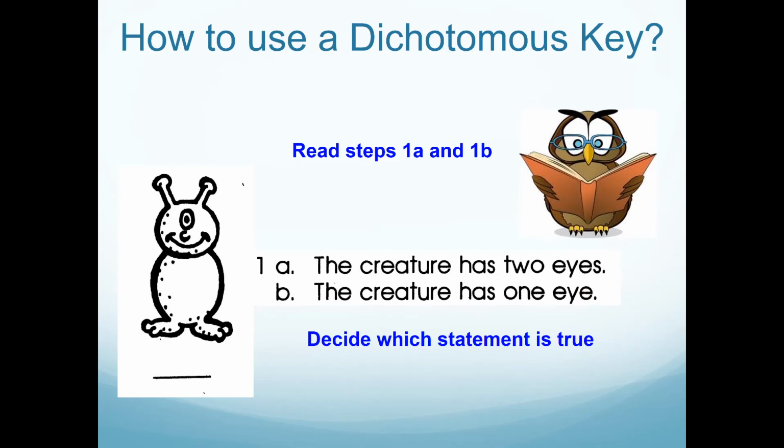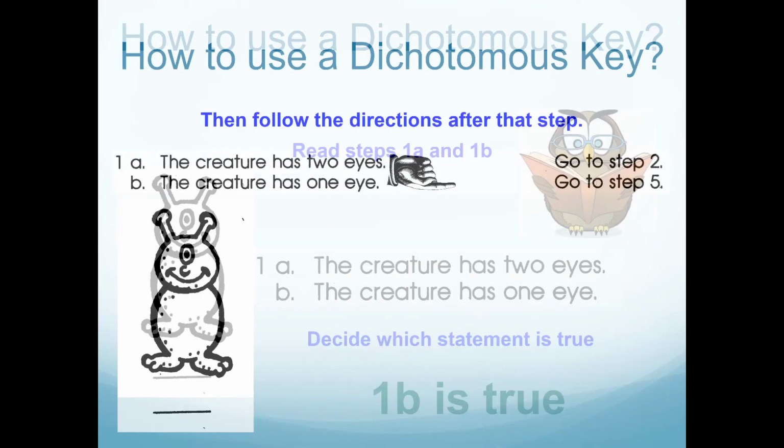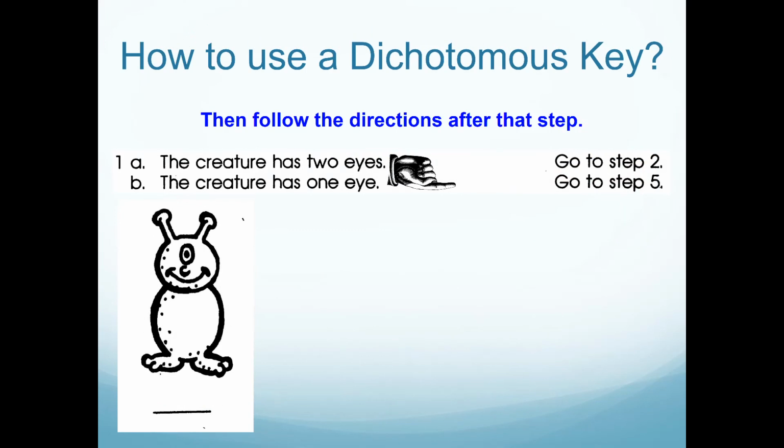So it's going to first give you steps 1A and 1B. So A and B are sub-steps within step 1. So you're going to decide whether the creature has 1 eye or 2 eyes. So if it has 1 eye, like the picture, you're going to go to step 5. If it had 2 eyes, you would have gone to step 2. So see, it's telling you to go to step 5.